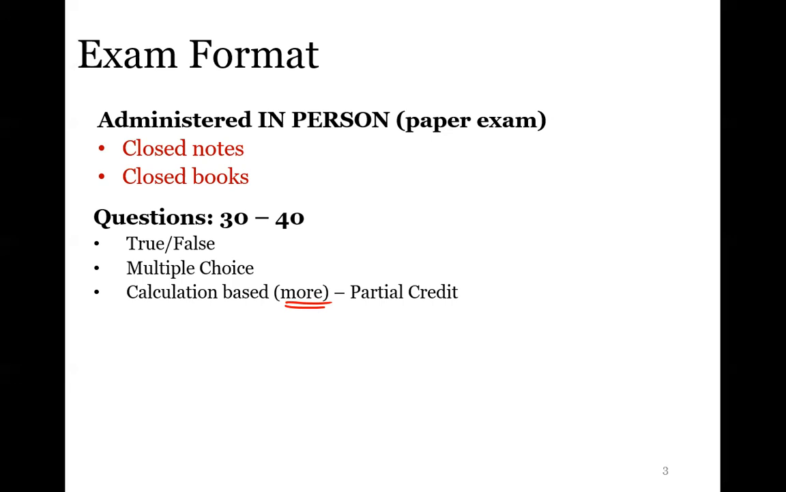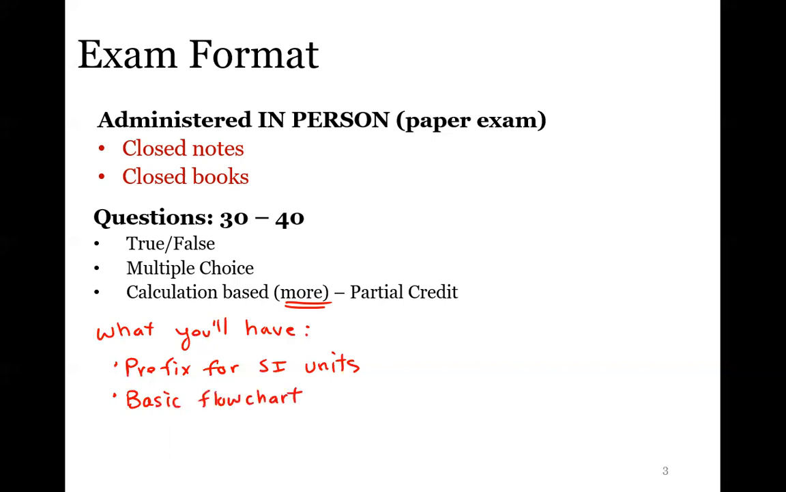Similar to your first exam, the first page is going to have some things on it that you might need that I don't expect you to memorize. One is the prefixes table for the SI units. I don't expect you to memorize those. You'll also have a basic flow chart for the classifications.